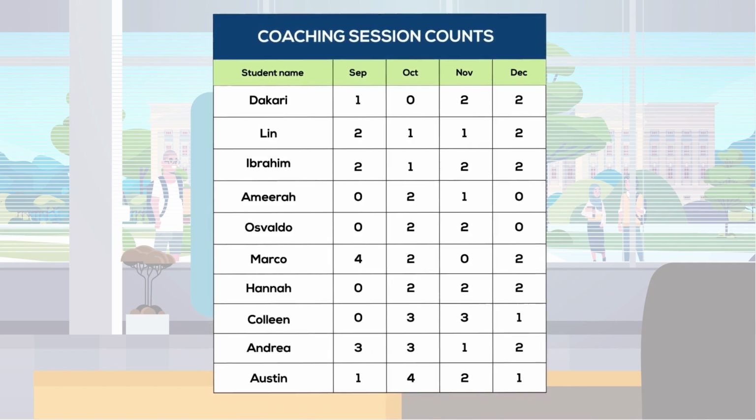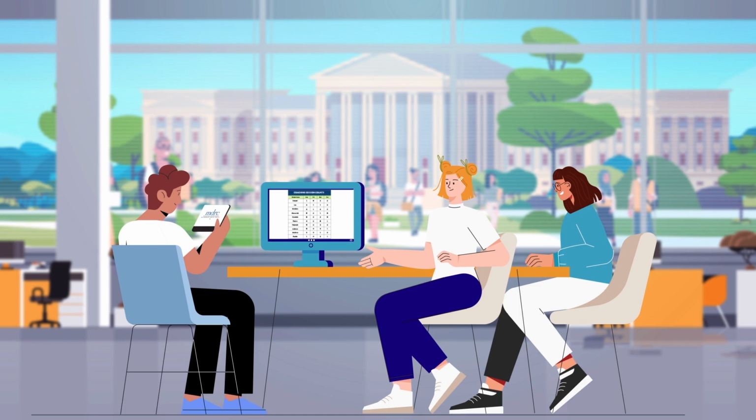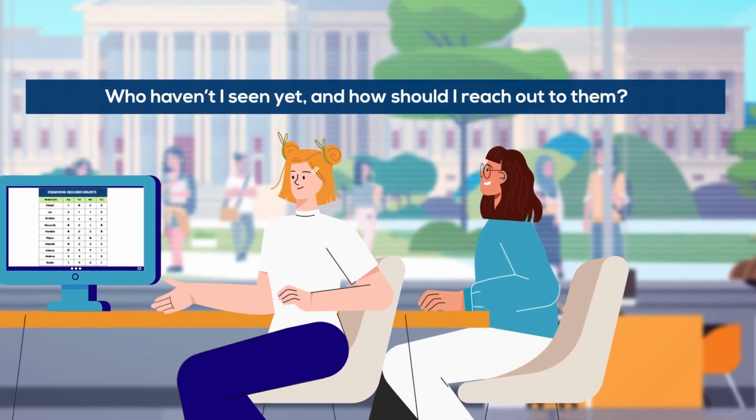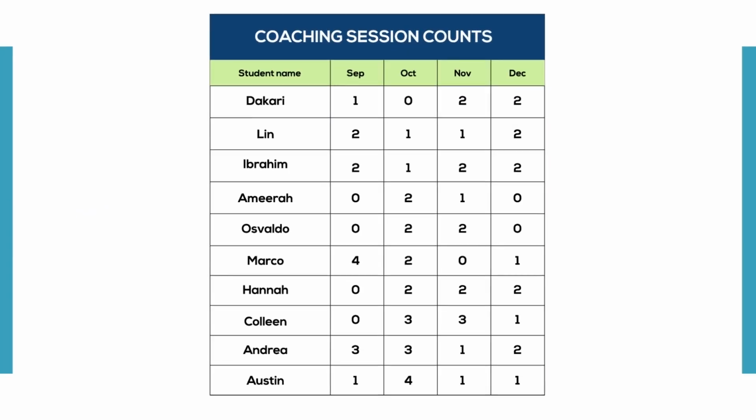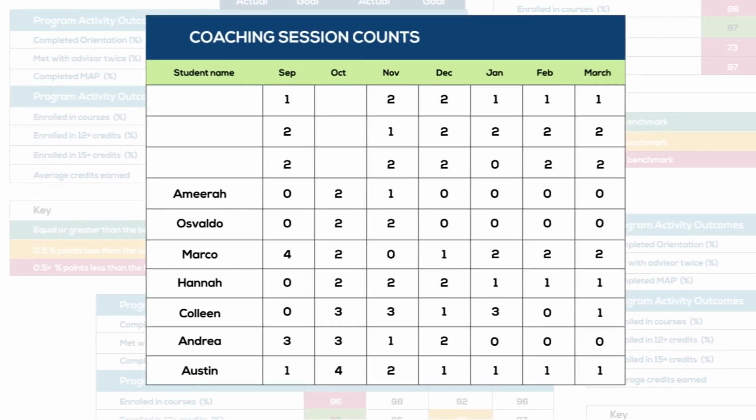These are the kinds of easy-to-update data that staff can use to manage their time well and answer questions like, who haven't I seen yet, and how should I reach out to them? What do you see when you look at this detailed table? What action steps might you take?